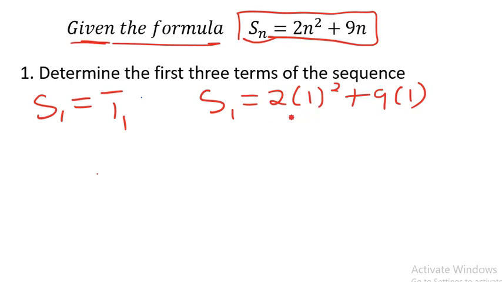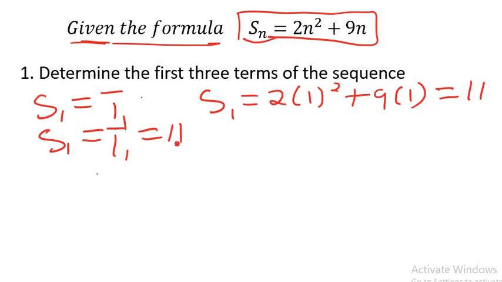1 squared gives me 1, 1 multiplied by 2 is 2, 1 multiplied by 9 is 9, and 9 plus 2 gives me 11. Which means the sum of the first term is equal to T1, which is equal to 11. Now we have T1 equal to 11.